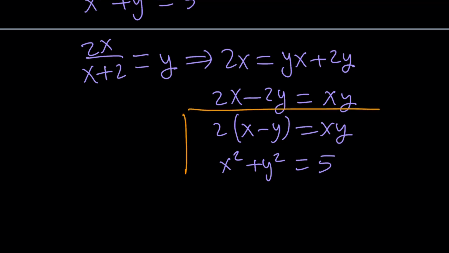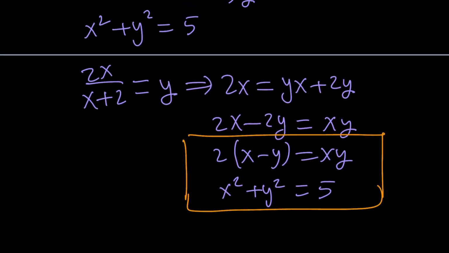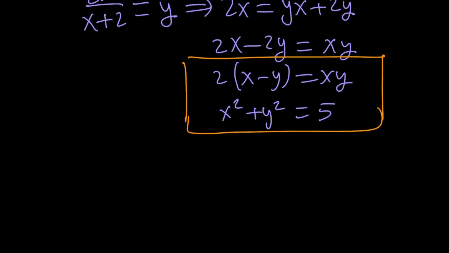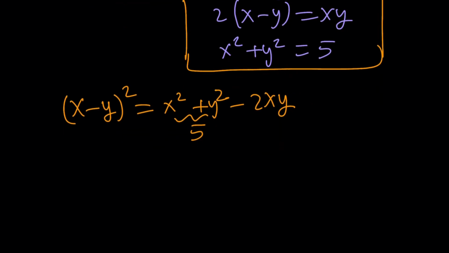And to solve the system, we're going to use some identities. Now, why did we go from a single variable to two variables? Because solving the system is actually easier than solving this equation with a single variable. So notice that x minus y and xy are related by this equation. If you square x minus y, you get x squared plus y squared minus 2xy. Great. Since we know that x squared plus y squared is equal to 5, we can plug it in and write this as (x minus y) squared is equal to 5 minus 2xy.